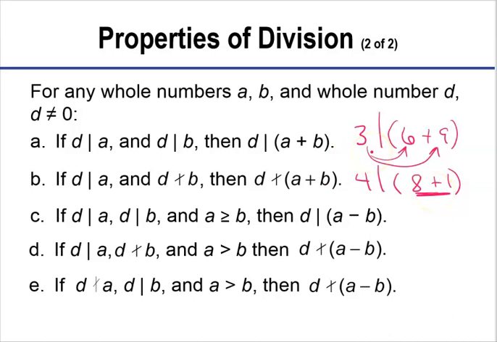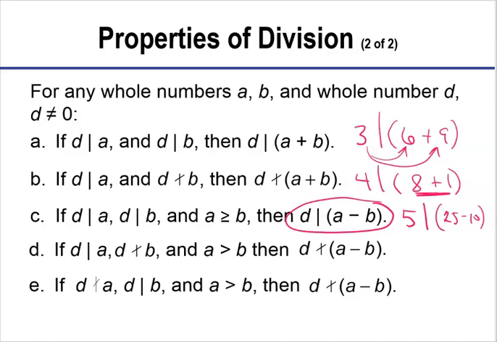Okay? Next one. If d divides a and d divides b, so we're back to it divides both of them, and a is bigger than b, then d also divides the difference. So another example, let's say 5 divides 25 minus 10. Right? 5 divides 25. 5 divides 10. Well, what's the difference? 15. 5 divides 15 too. Okay? So you don't necessarily have to subtract to realize it, because if it divides each one, it divides the difference.